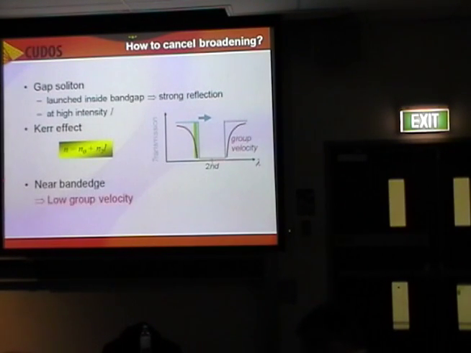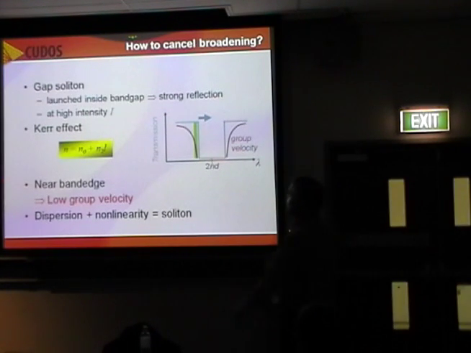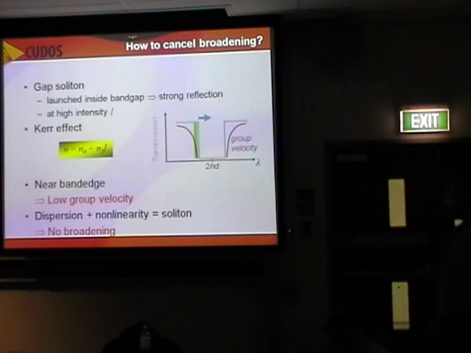So you're near the band edge, where you have very low group velocity, and it turns out, for formal reasons we could show you, that the pulse that is created is a true soliton. It is a formal solution to the governing equations, and it will propagate without changing shape.